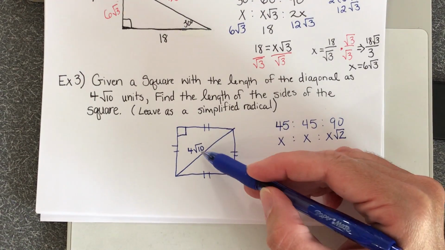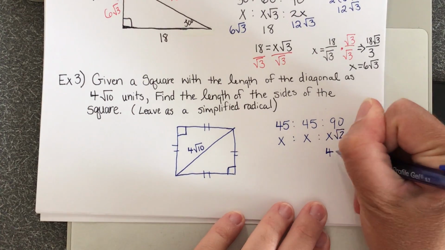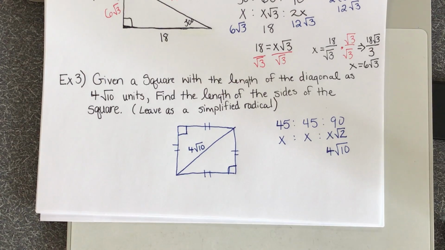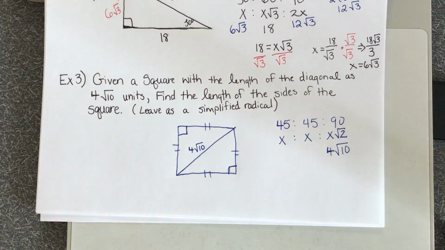So since I know the diagonal, which is the hypotenuse, 4 times the square root of 10 goes with my right angle. Now I have to figure out what x is.